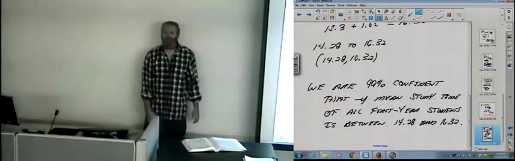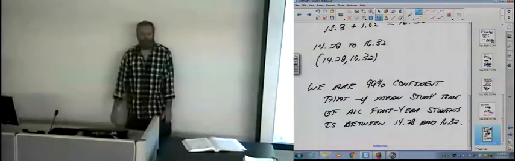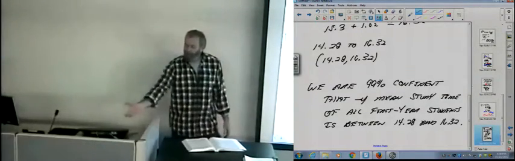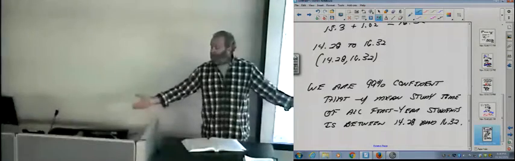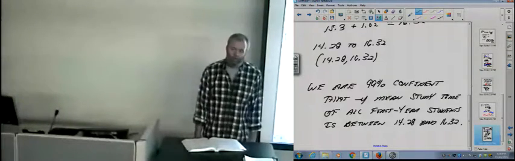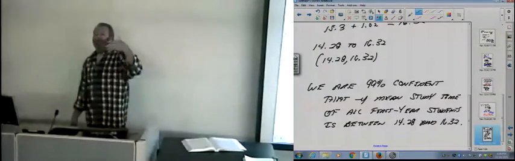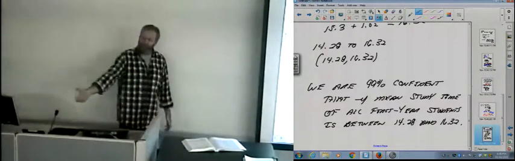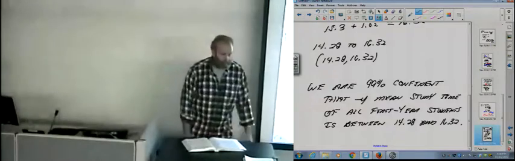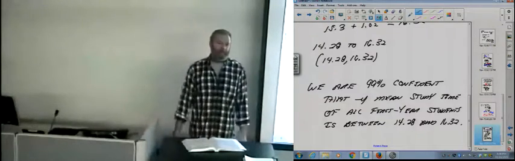Remember, that's my standard interpretation. That's my standard statement. Now, by me making that statement, am I telling you that mu is in there? No. I'm telling you if we did this over and over and over again, 95% of the time we would capture it. 5% of the time we would miss it. I'm giving you the success rate, and I'm giving you the interval we calculated.